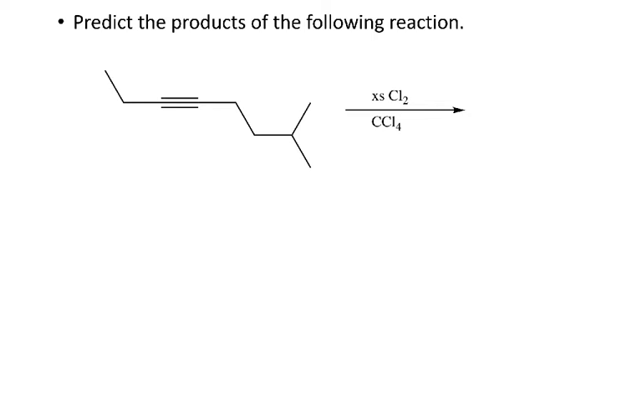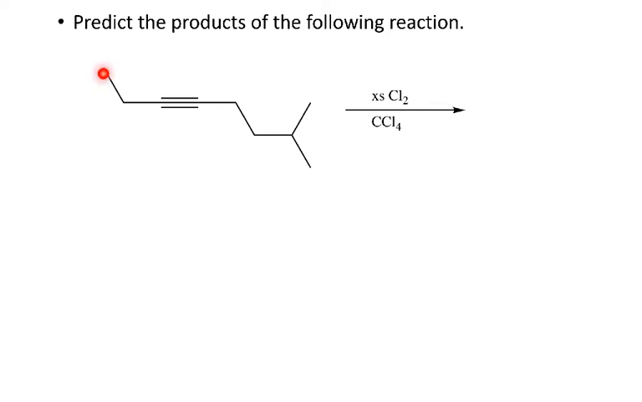All right, here's another case where I need to predict the products. Now, in this case, I'm using excess chlorine, right? So this is going to completely halogenate my alkyne, and so I'm going to end up with a tetrahalogenated alkane. To draw the product, I think the easiest thing to do is figure out how many carbons I'm going to have in my chain.